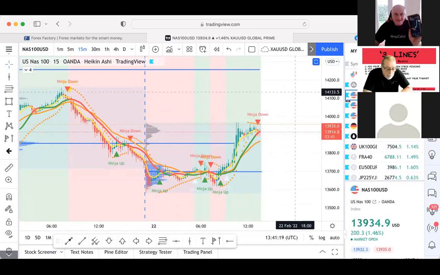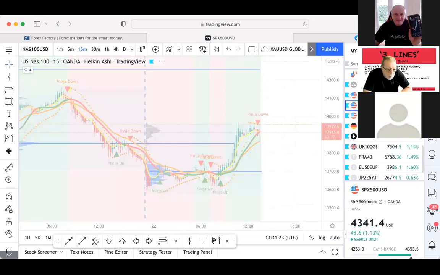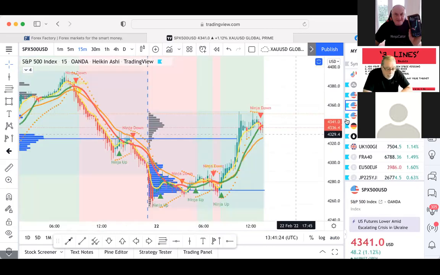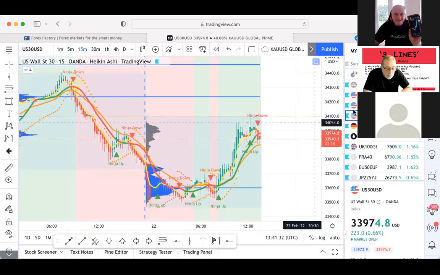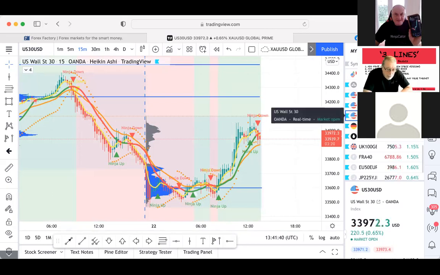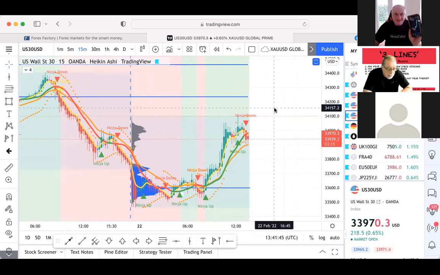But the point I was trying to make was SPX 500 is almost identical, and US 30, now this one may be different. No, it's actually similar. Those two are almost identical to each other. US 30 can sometimes vary a little bit, but the three generally work in parallel with each other.